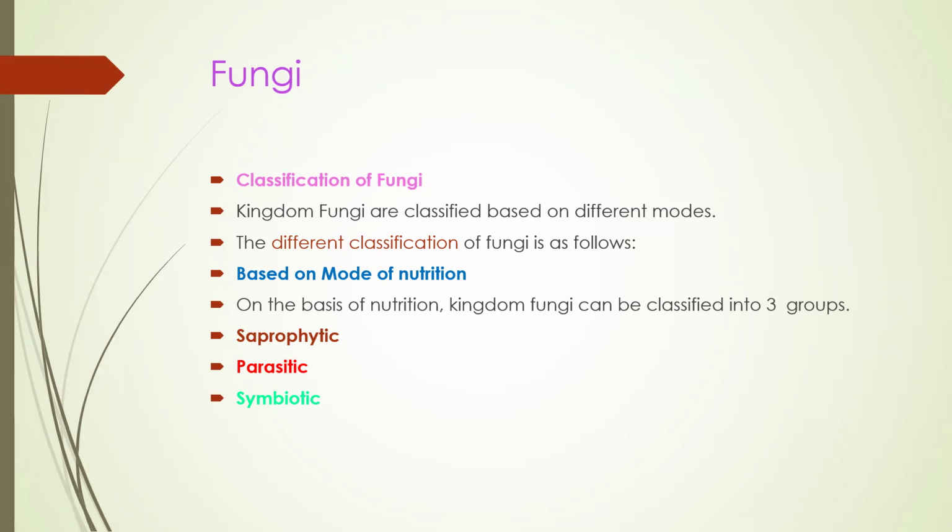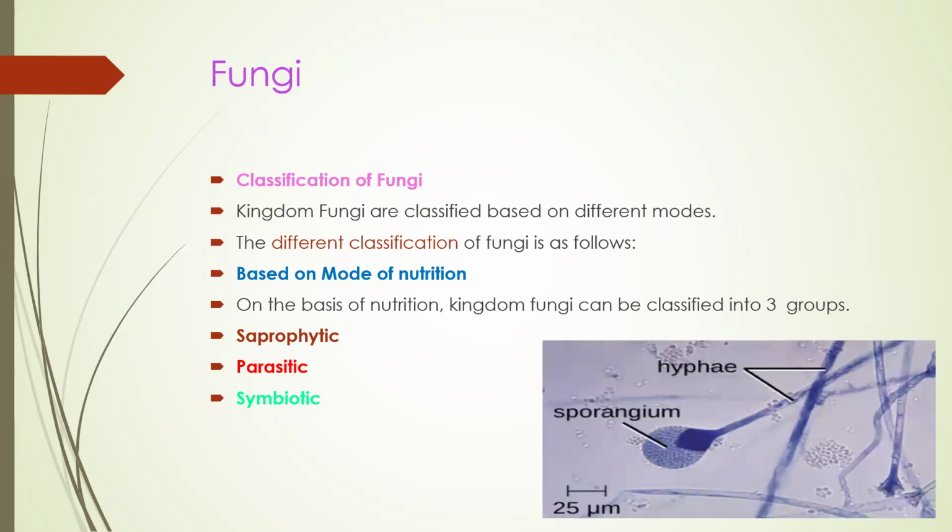Kingdom fungi can be classified into three groups. These three are very important. First one is saprophytic, second one is parasitic, third one is symbiotic. I will explain them one by one. Look at here. First one is the saprophytic.